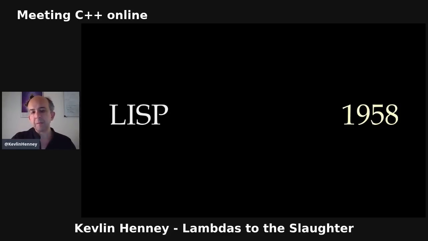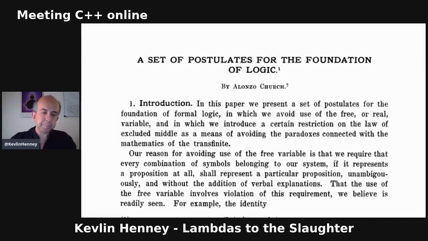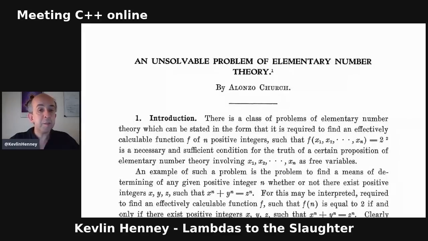But lambdas, they go back to 1932. That's when Alonzo Church first developed them. They were first described in this paper, A Set of Postulates for the Foundation of Logic, which is about as readable as it sounds. And then in 1936, a more important paper, An Unsolvable Problem of Elementary Number Theory, basically promoted lambdas.